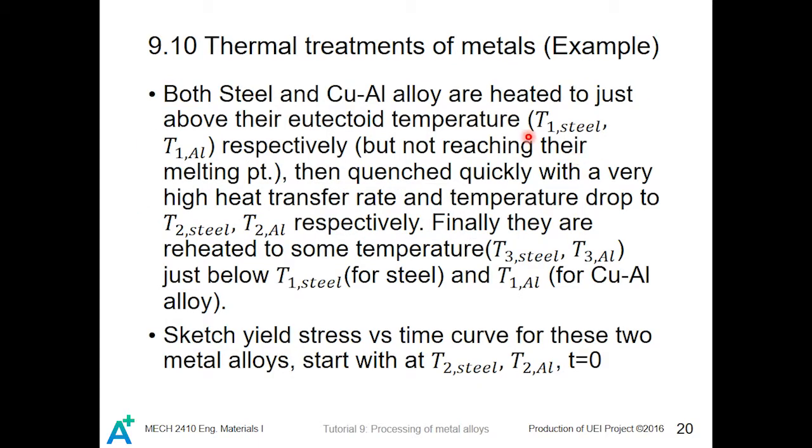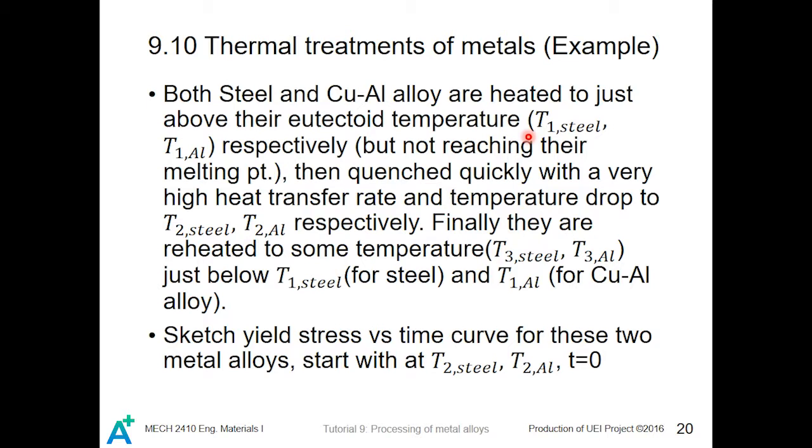So here is an example to summarize some of the key elements for the thermal treatments. We consider two materials. The first one is steel, and the second one is the copper aluminium alloy. Both of them are heated to just above their austenite temperature: for steel, it is T1 steel, and for the copper aluminium alloy, it's T1 aluminium, respectively. However, the temperature does not reach their melting point.